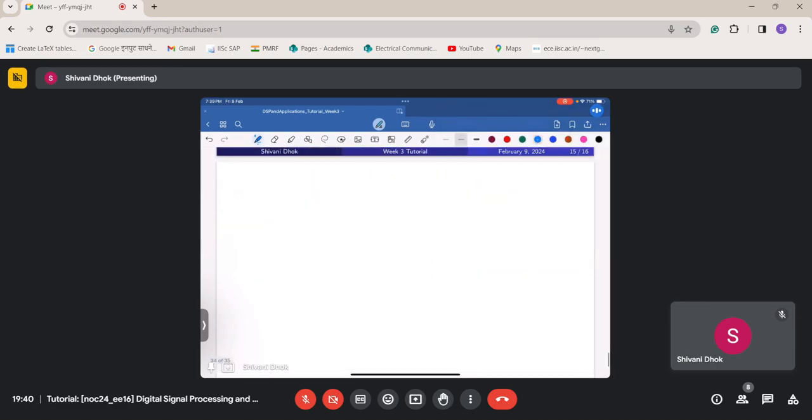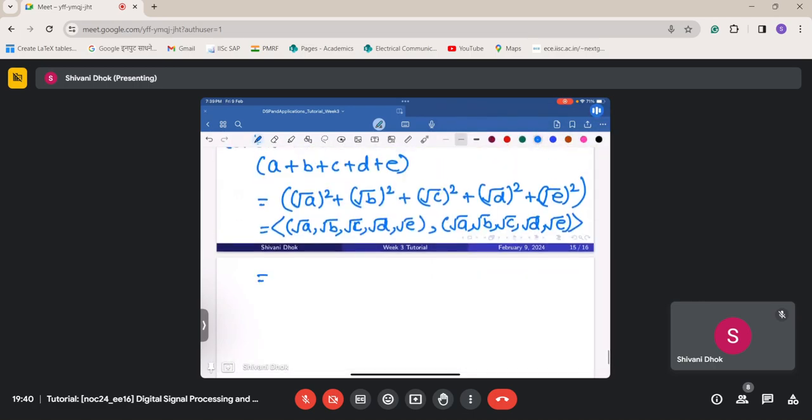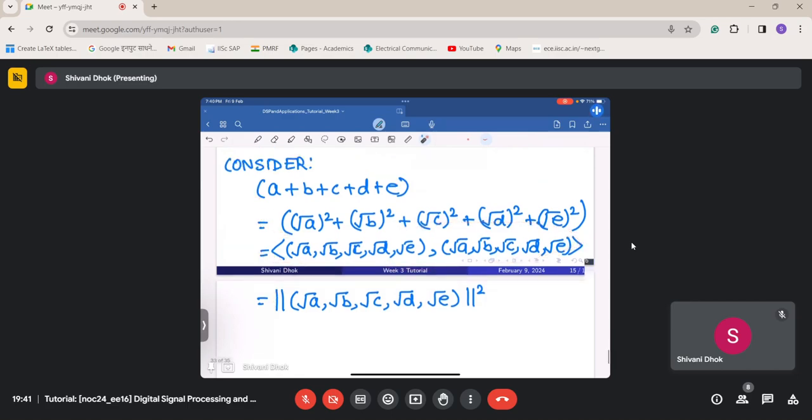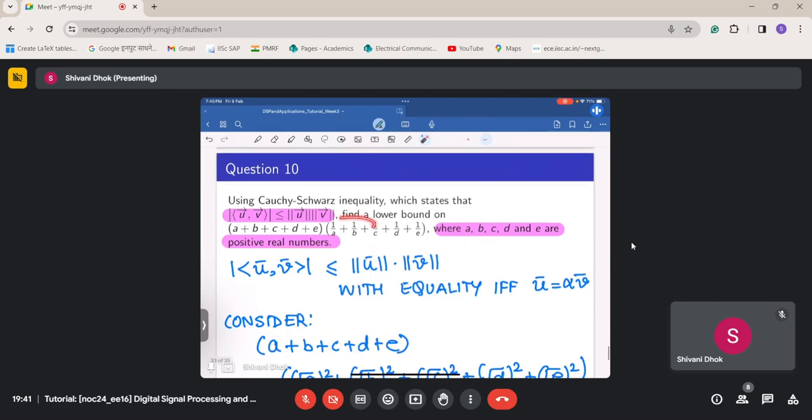Right. So this thing is simply the norm of this vector but squared. When we have a norm, we have a square root outside, which is not there here. So the square root of this quantity is the norm of this vector. So here we have a norm square. Now similarly, let us consider this quantity here.